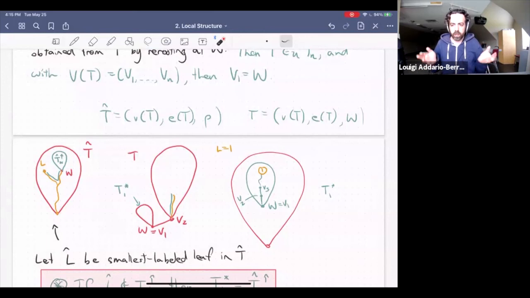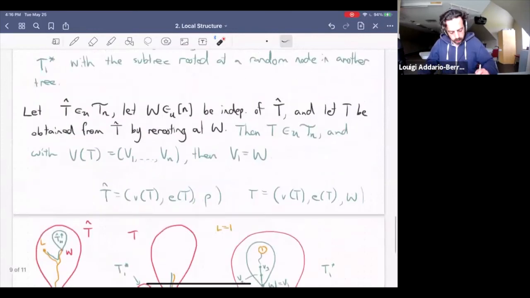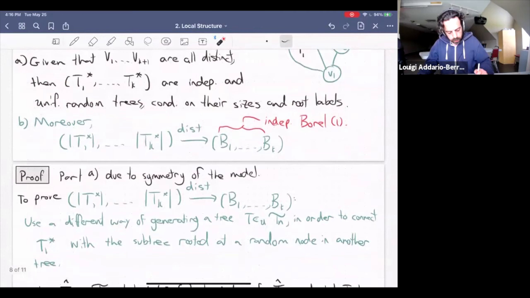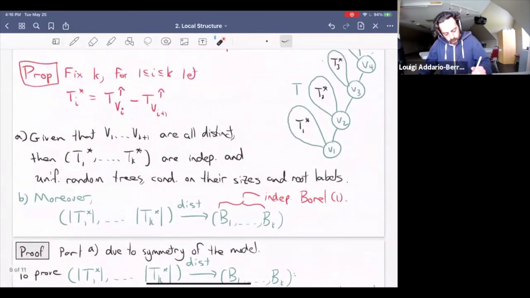And who are your children, which is your set of children, depends on the location of the root in the tree. Okay, so just to finish up, we proved that the first coordinate of this distributional convergence holds, okay? And so now I'd like to get at the other coordinates.